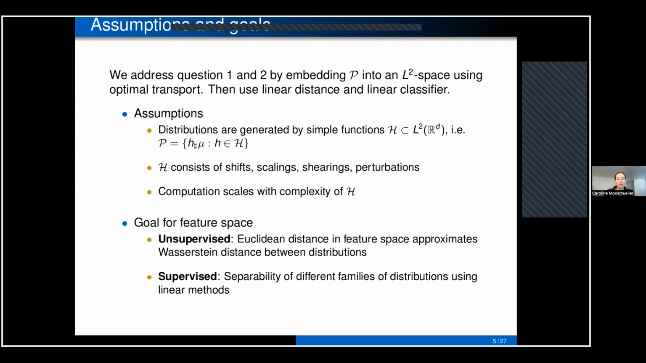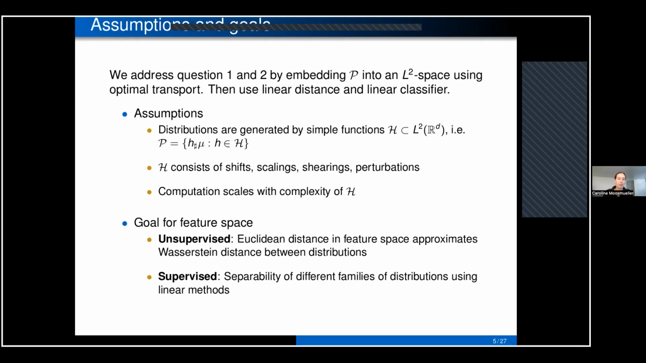The second goal has to do with supervised learning, meaning that if we have two sets of distributions, two classes, we embed them into the embedding space, and then try to separate them with linear methods. So everything that we want to do is linear. And this should go via this kind of feature space embedding idea using optimal transport.